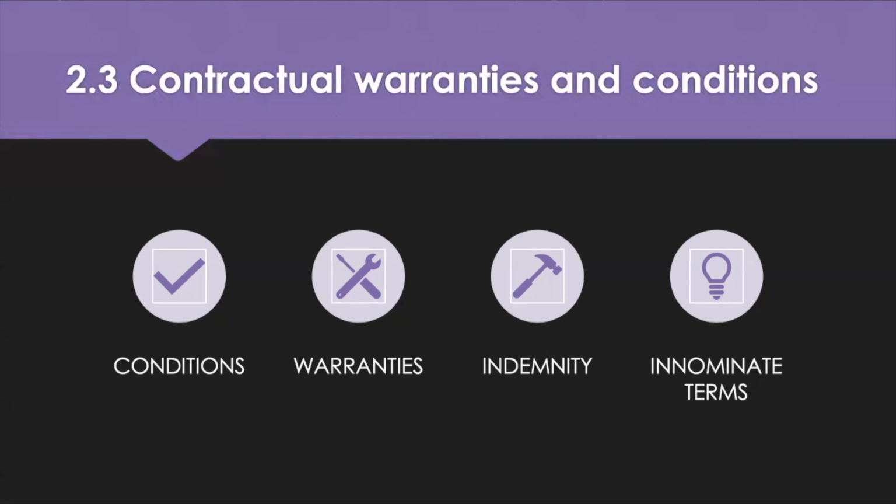So there are two basic types. You've got express and implied warranties. And as the name suggests, an express warranty is a statement that's been expressly agreed when the goods are sold, but implied ones are not necessarily the case.